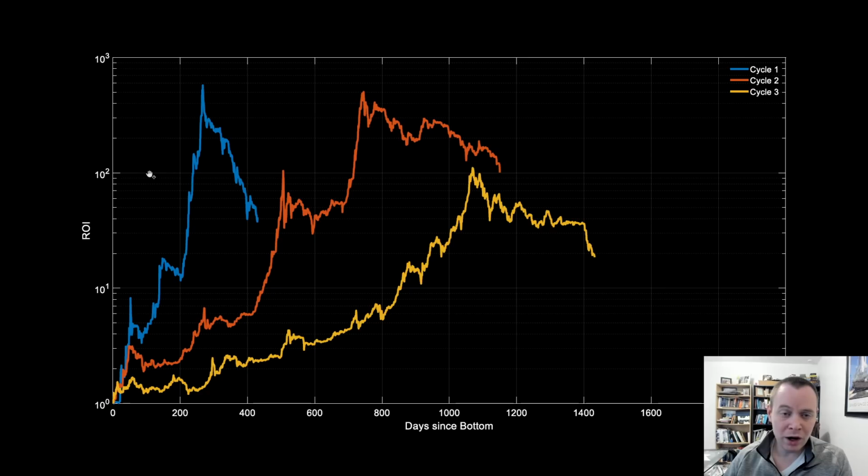The cycle 1 ROI, as measured from market cycle bottom, and note that this is a logarithmic scale, so this is 1, 10, 100, and 1,000. So this would be 200, 300, 400, 500. This was a 600x compared to closer to a 500x compared to a, say, 100x.